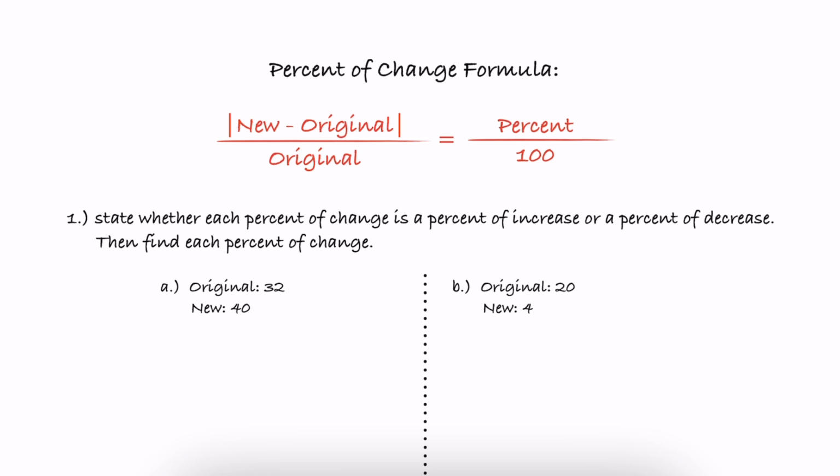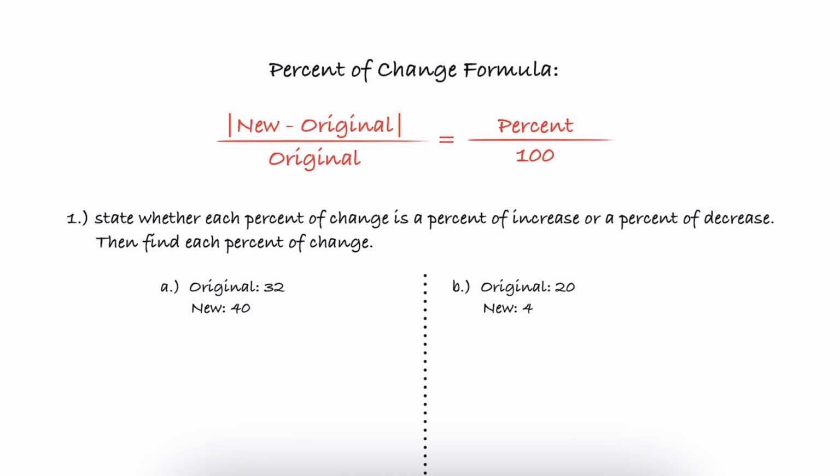So before we get into the actual problems, let me go over the actual concept. A percent of change is really nothing but an increase or decrease represented as a percent. A percent of increase is when the original value is less than the new value, and a percent of decrease is when the original value is greater than the new value.